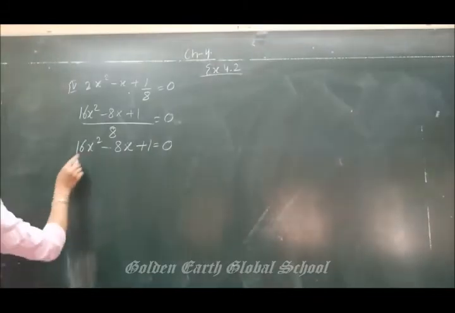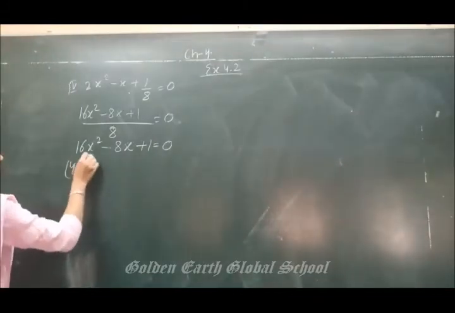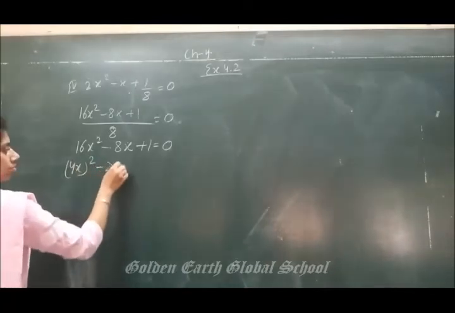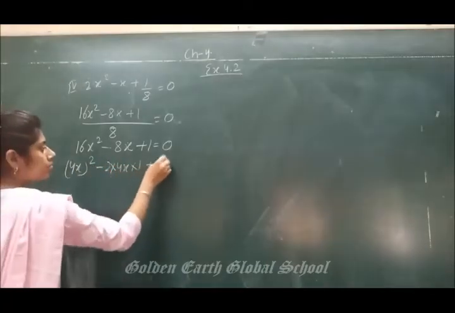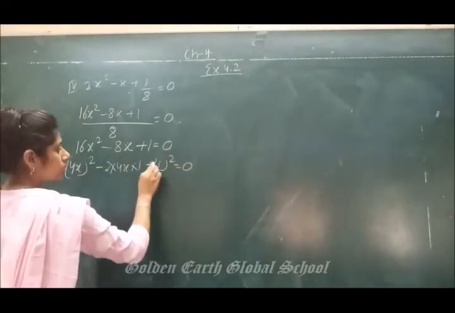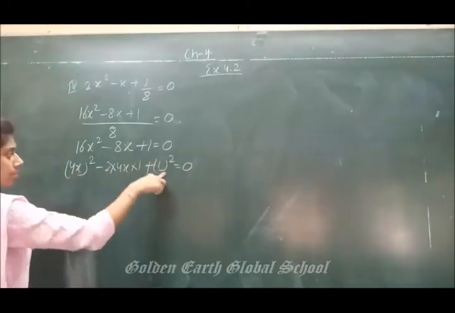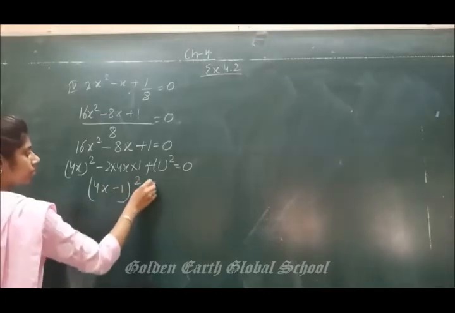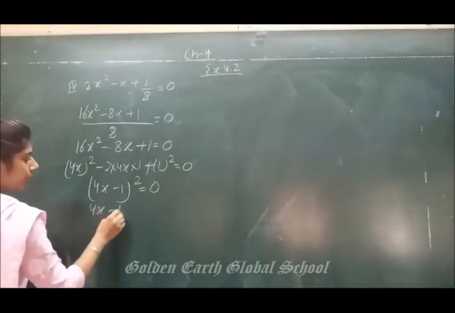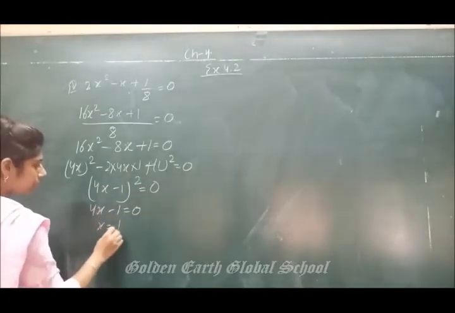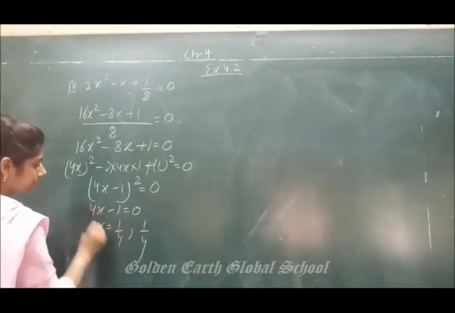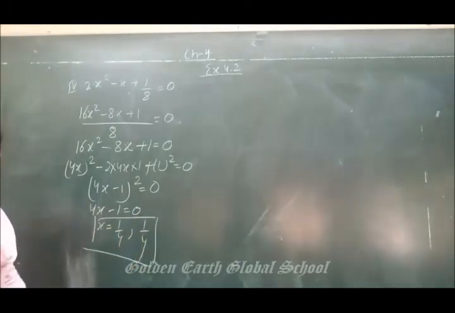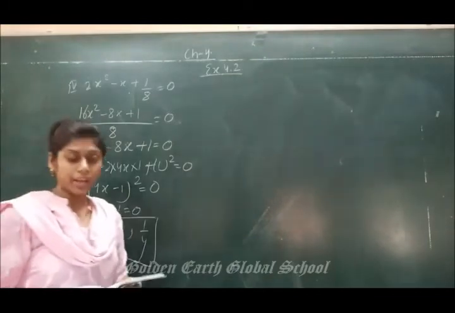Or it will become the direct identity, 4x minus 1 whole square, a square plus b square minus 2ab. So there are two equal roots: 1 by 4, again 1 by 4. Next, the fifth part, try it by yourself.